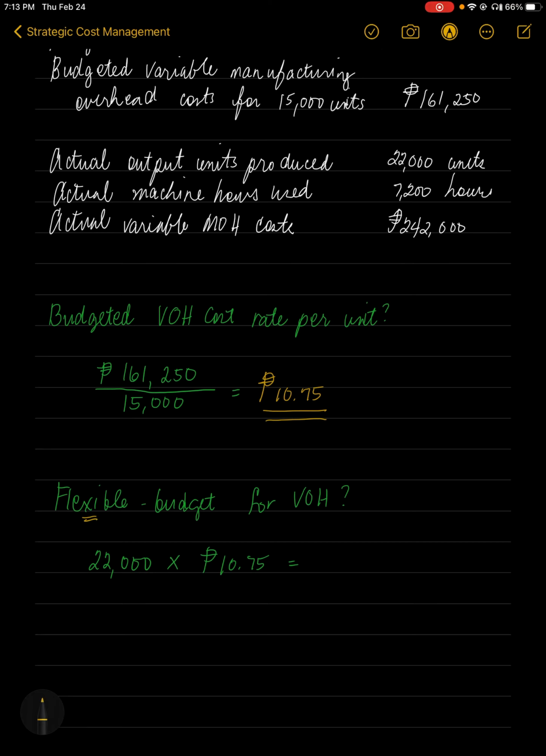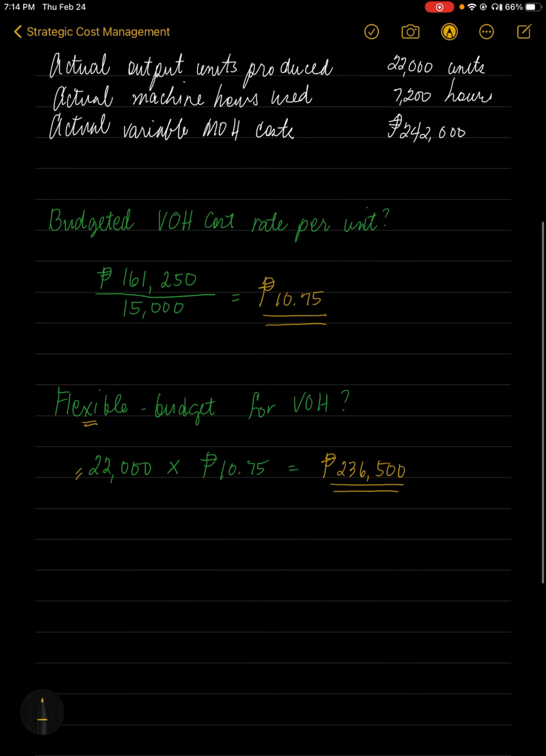Flexible being adopted using the actual output. Therefore, the answer here will be 236,500. Okay? So, ibig pong sabihin, when the budget or the standard is being applied based on the actual units of 22,000, the expected amount of variable manufacturing overhead will be 236,500.